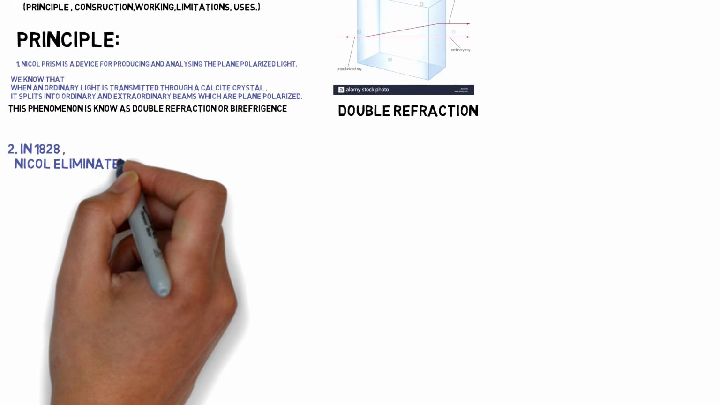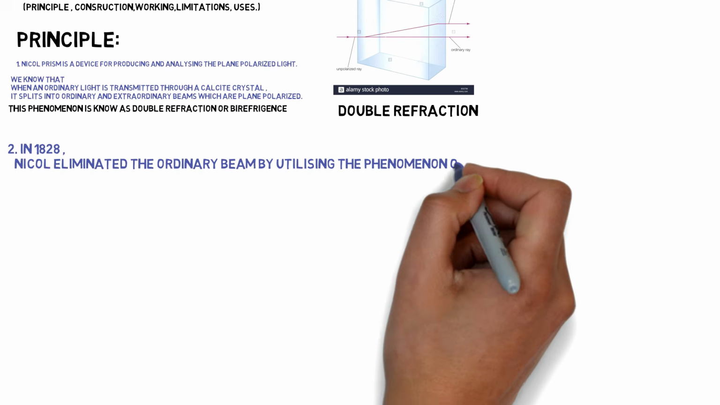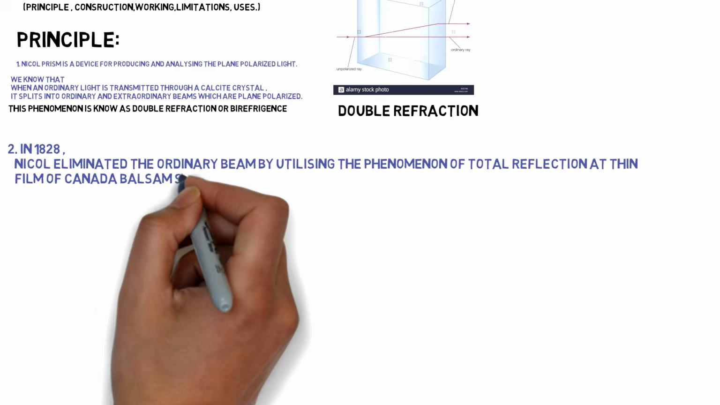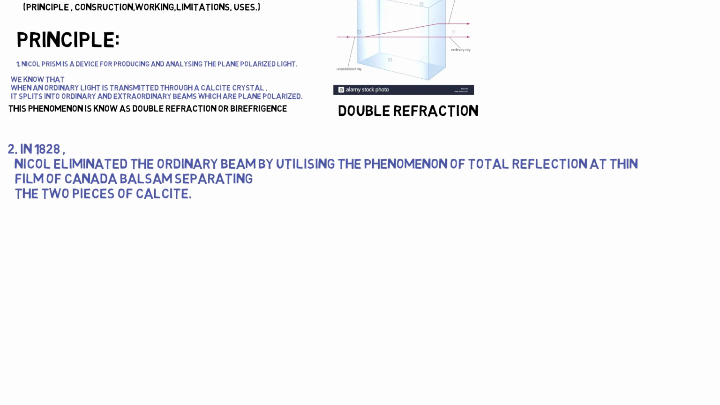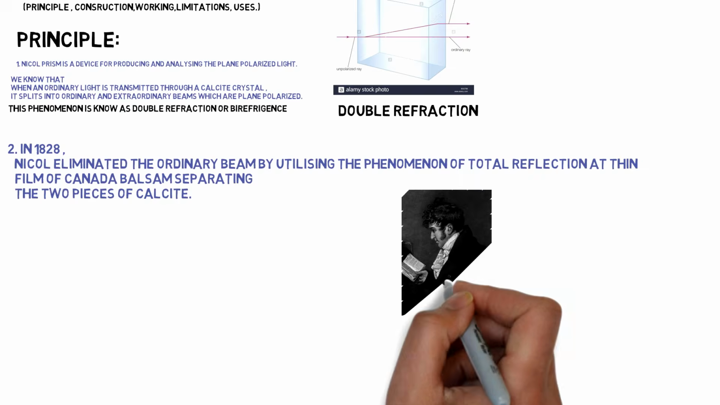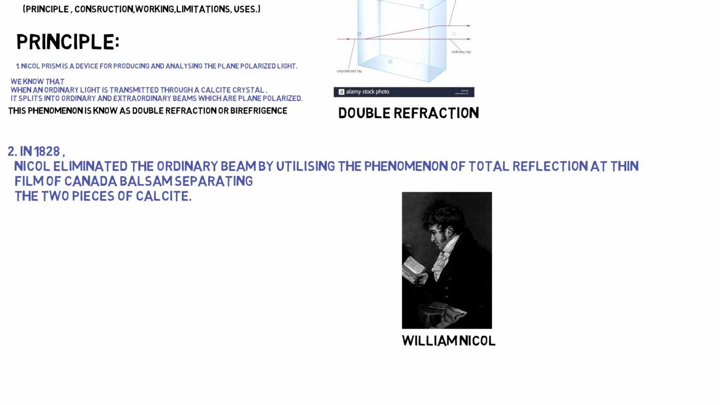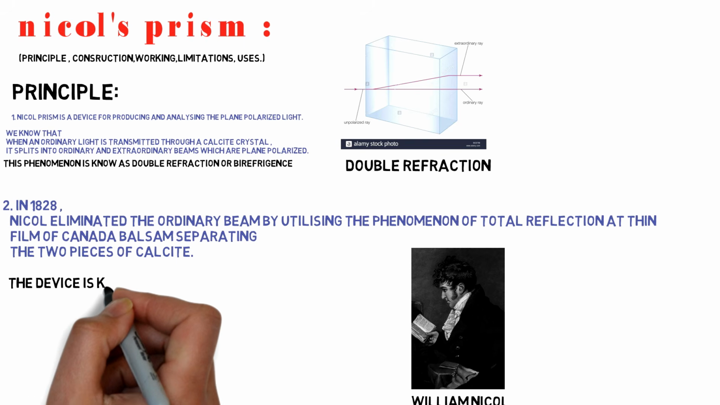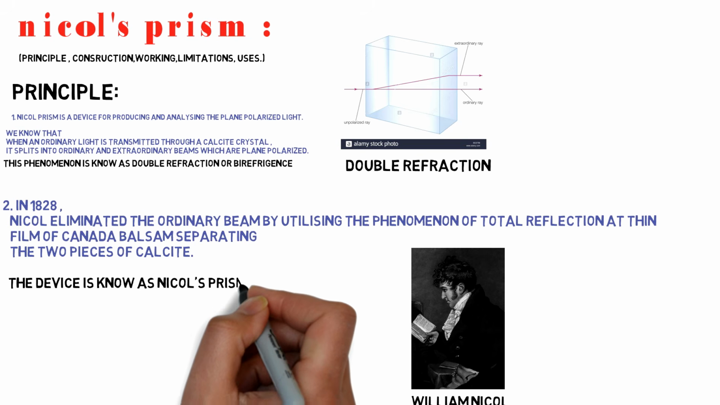In 1828, Nicol eliminated the ordinary beam by utilizing the phenomenon of total internal reflection at a thin film of Canada balsam, separating two pieces of calcite. Here we see the William Nicol diagram. The device is known as Nicol's prism.